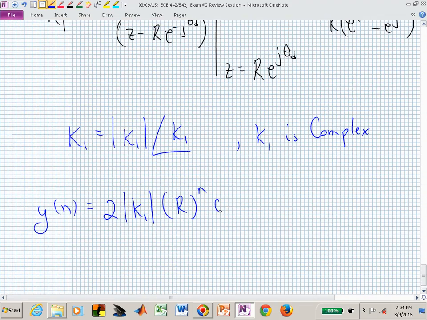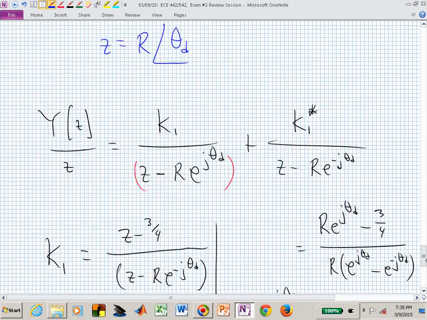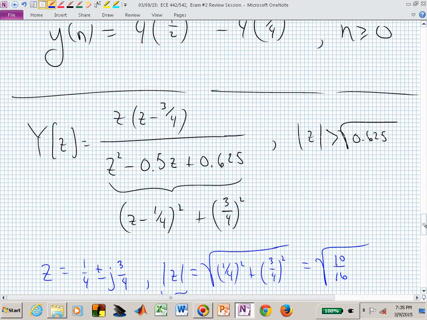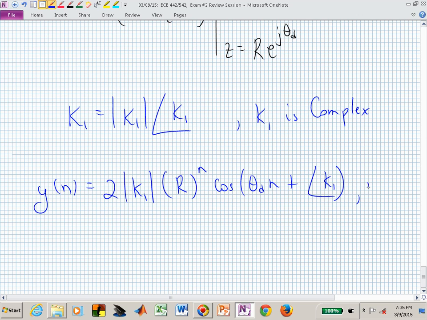Then we have cosine of theta sub d n, where theta sub d was the angle of our poles, plus the angle of our complex partial fraction expansion coefficient. And when was this valid? For what indices? Then we have to go back to our region of convergence. It was unbounded, which corresponds to non-negative indices.